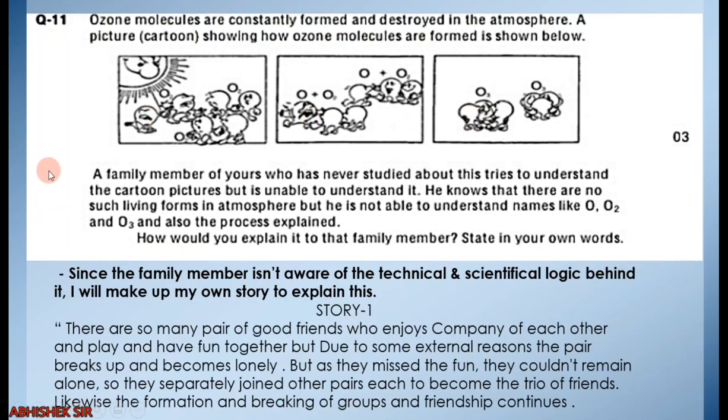Now a family member of yours who has never studied about this tries to understand this cartoon picture but is unable to understand it. He knows that there are no such living forms, right? Right now they are treated as living bodies. You can see their legs, their eyes, nose and all. So he is not able to understand the names like O, O2 and O3 and also the process explained. So how would you explain it to that family member? State in your own words.